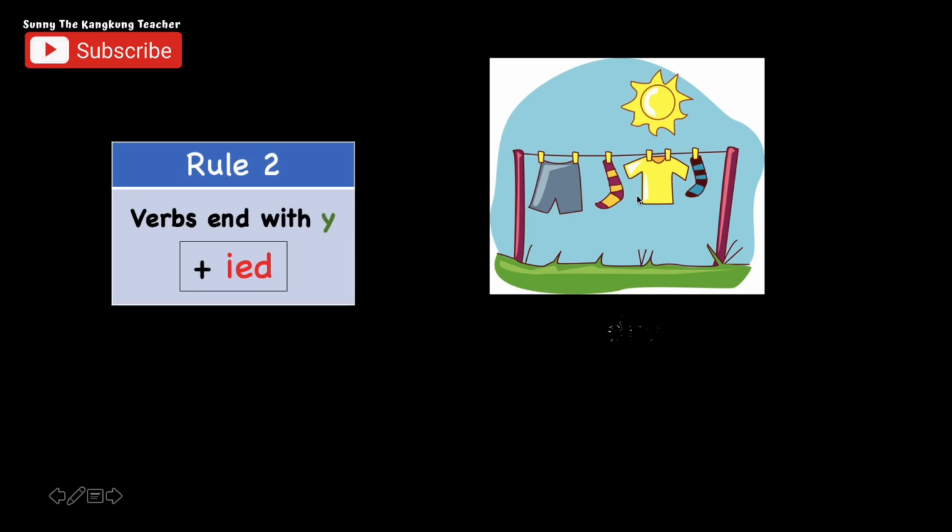What is this? Dry. Take a look at this verb. The verb dry ends with a Y. So, if the verb ends with a Y, we can use rule number 2, which is to add IED, but we cancel the Y. So, the simple past tense form for dry is dried. D-R-I-E-D. Bear in mind that we will cancel the Y and add I-E-D.